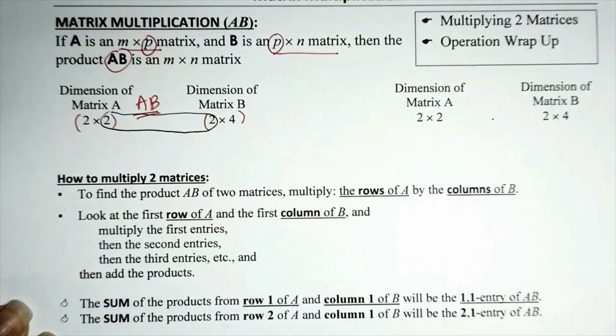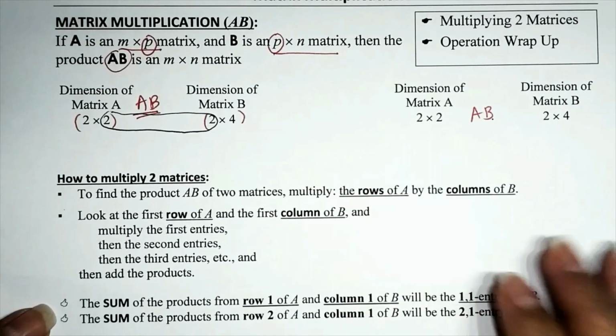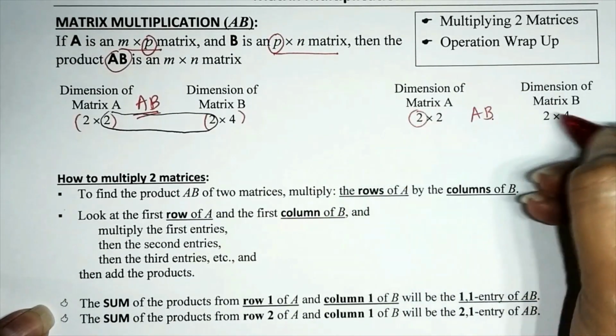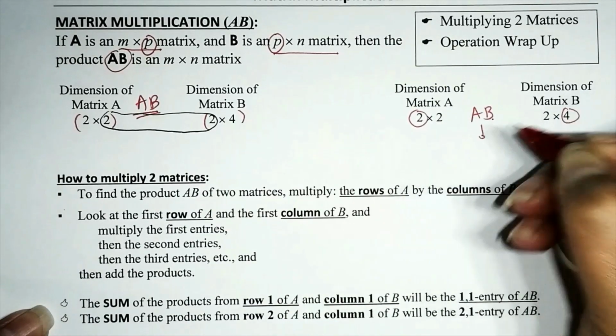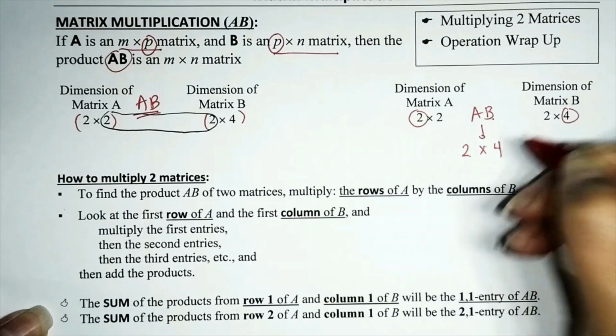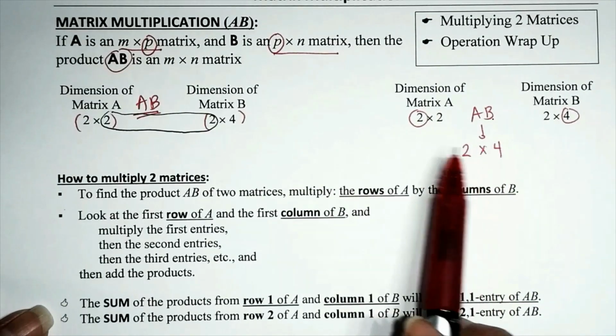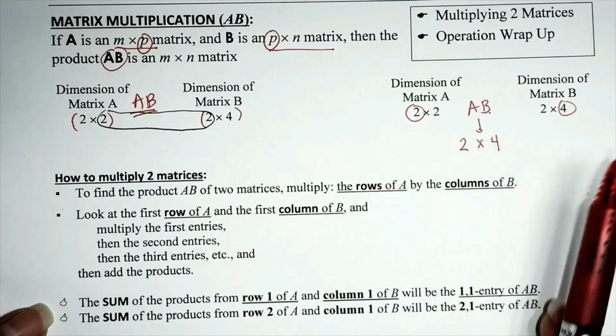Cool. But now the question is, what will be the dimensions of the actual product? In this case, we're going to look at the outsides. The outsides will give us the dimensions of the product. So it's going to be 2 followed by 4. So altogether, the product should be a 2 by 4 matrix, a matrix with 2 rows and 4 columns.